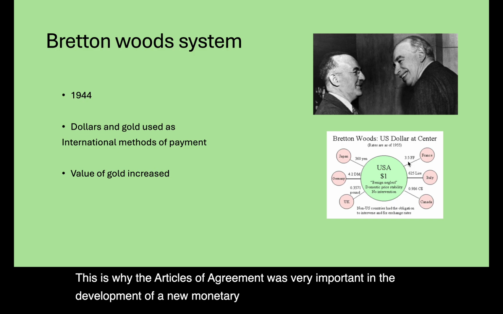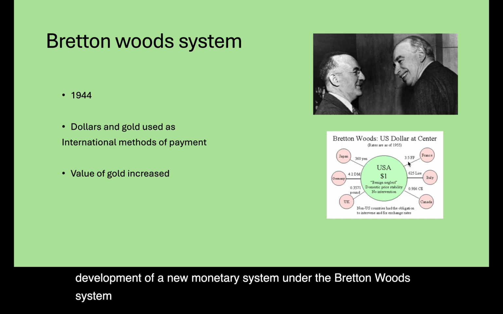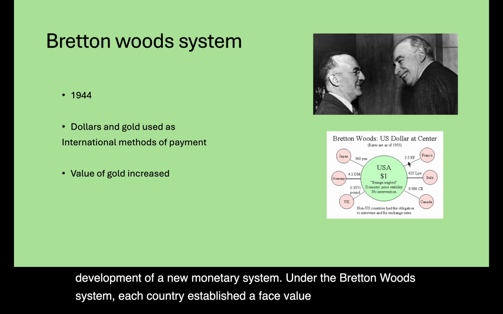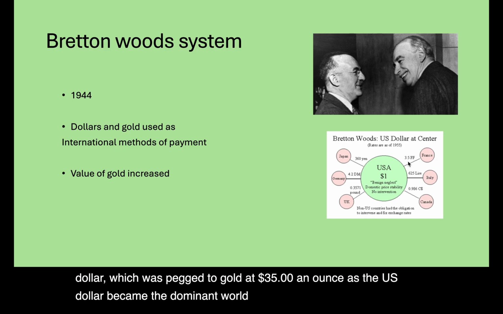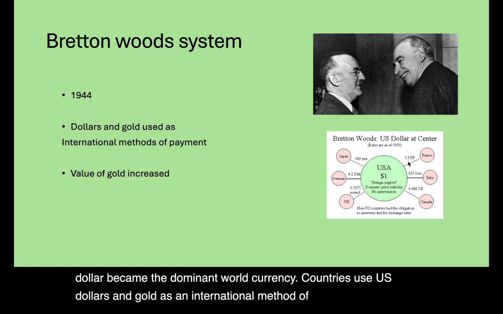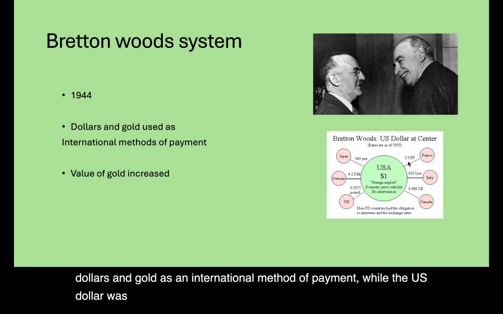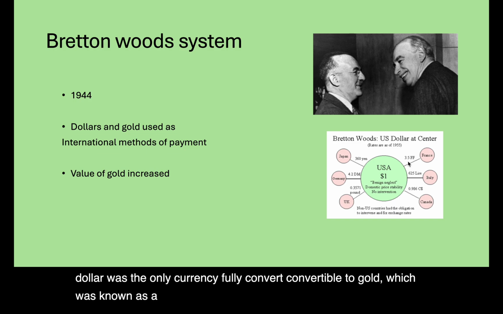Under the Bretton Woods system, each country established a face value relative to the US dollar, which was pegged to gold at $35 an ounce, as the US dollar became the dominant world currency. Countries used US dollars and gold as an international method of payment, while the US dollar was the only currency fully convertible to gold, which was known as a dollar-based gold exchange standard.